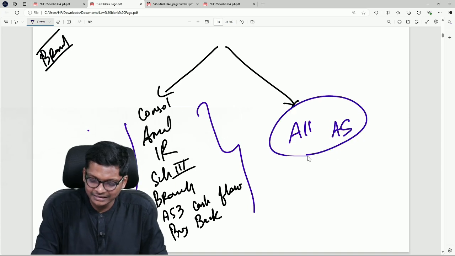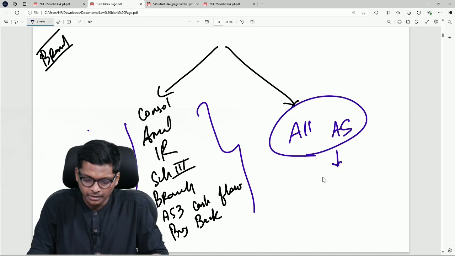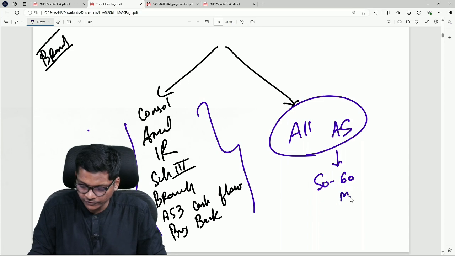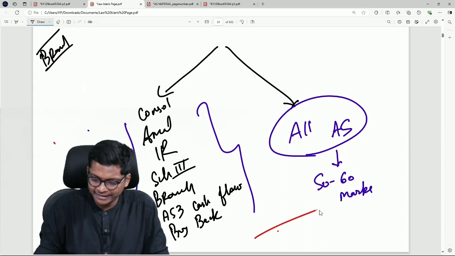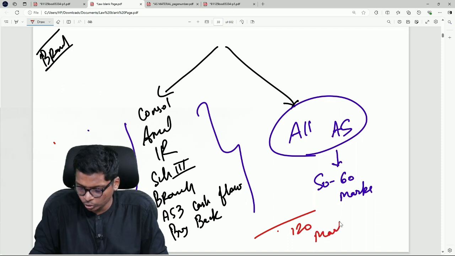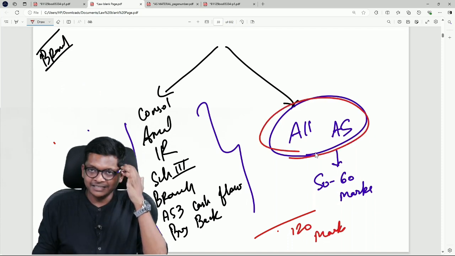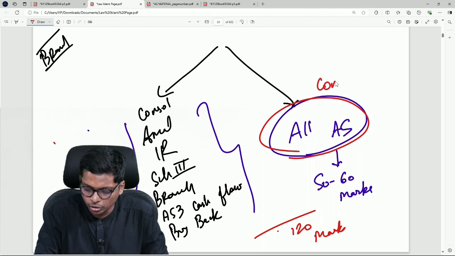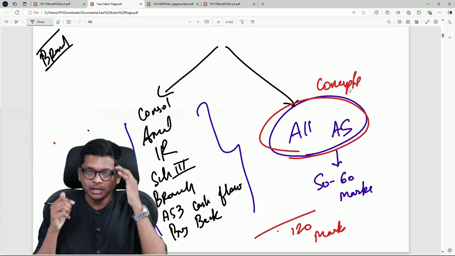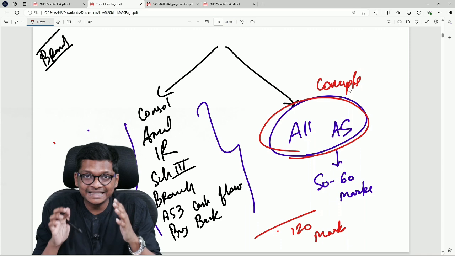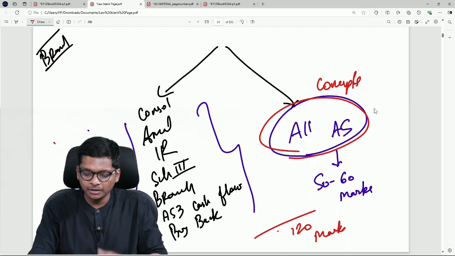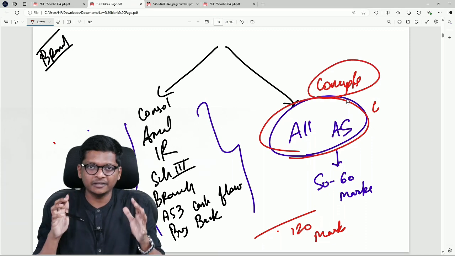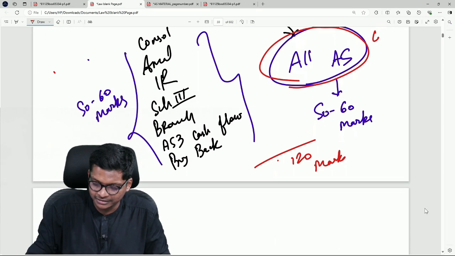All AS is on the other side, which is another 50 to 60 marks. So totally you will get 120 marks including choice. Believe me, guys, accounting standards, lot of concepts are there. Only when you learn in detail, interlinking is possible. Those concepts are important. Here we are only exam oriented, solving the sums.